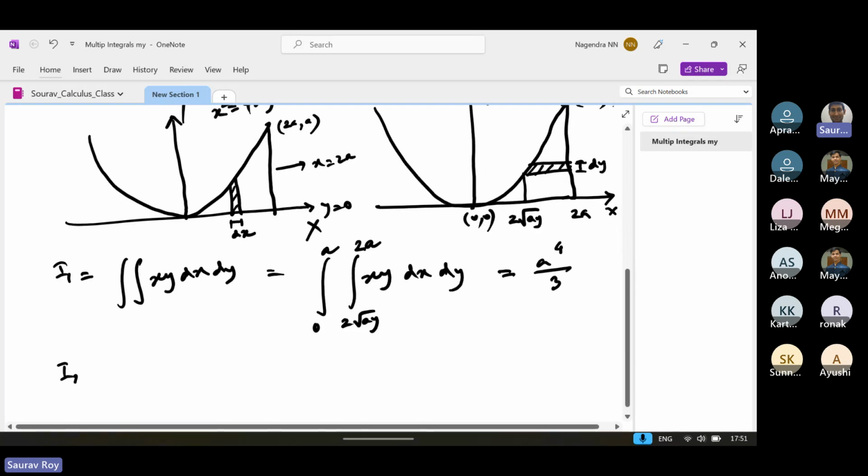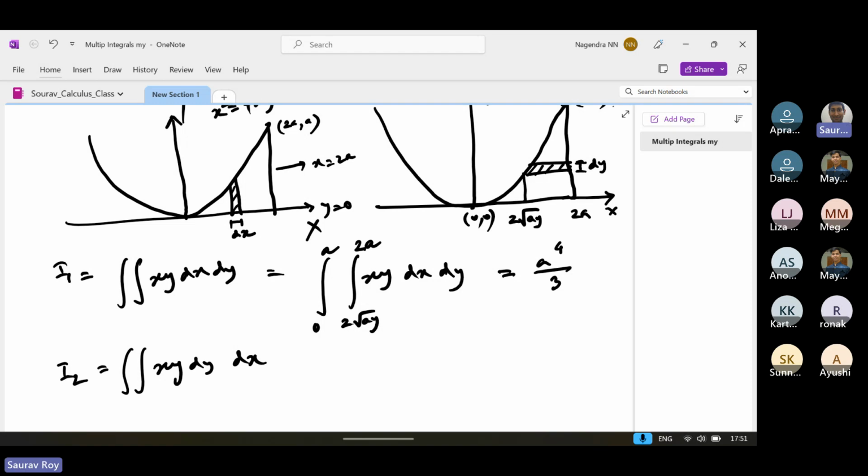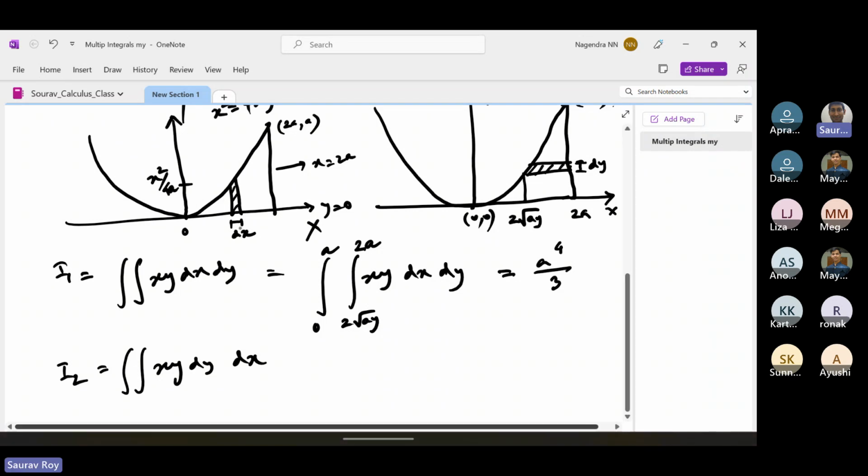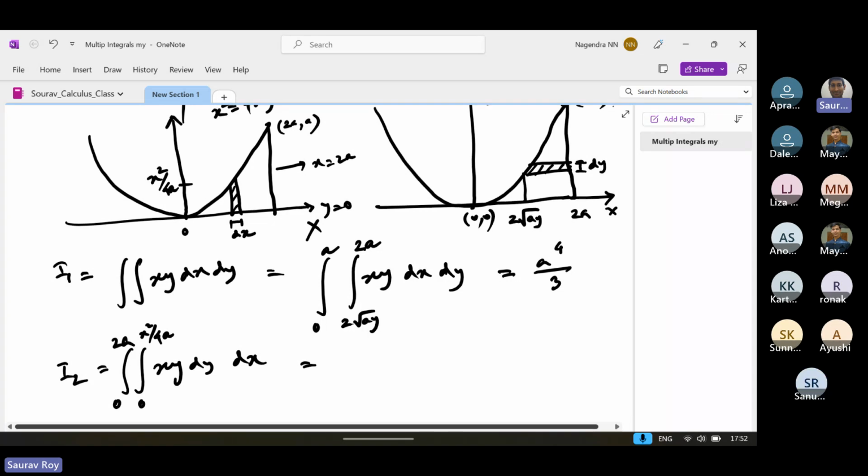Next we will calculate for the second one. So here you see dy dx. This strip varies from x square by 4a to 0. Although we are taking a strip of dA, the strip dx, this y length varies from x square by 4a to 0, and x here varies from 0 to 2a. So this is the x point here, 2a. Similarly here also we get 4 by 3.